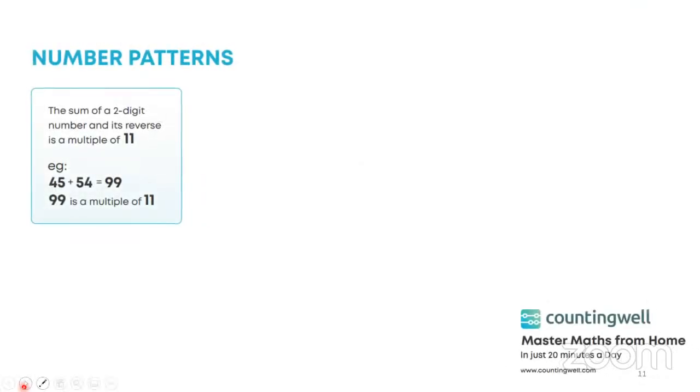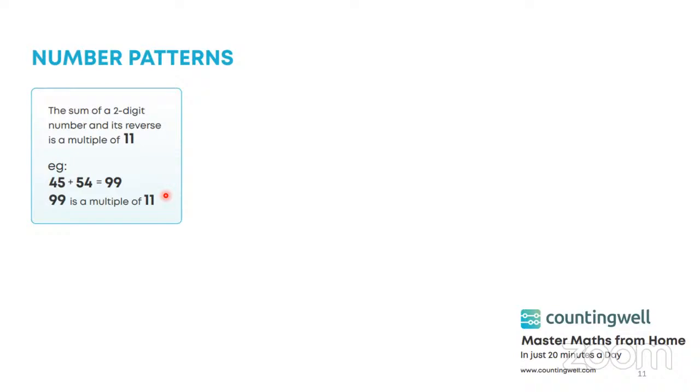Let us see some number patterns. The sum of a two-digit number and its reverse is a multiple of 11. For example, if you take a two-digit number 45 and take its reverse, taking its reverse means interchanging the digits. So the reverse of 45 is nothing but 54. If you take the sum of these two numbers, you will get 99, which is a multiple of 11. You can check this for any two-digit number.